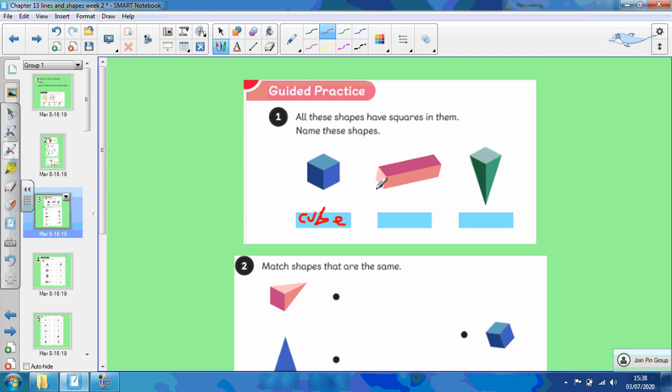Good. And this shape here is a cuboid, which is the 3D version of a rectangle. Good. Cuboid. Excuse my writing. Okay. This shape is, and I'm not going to write this out, a square-based pyramid.